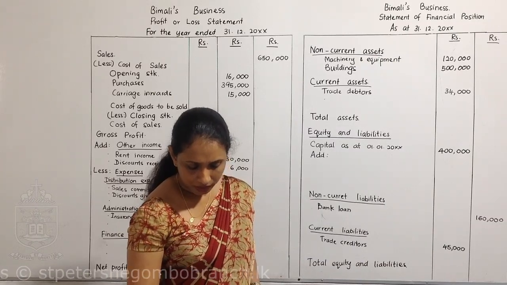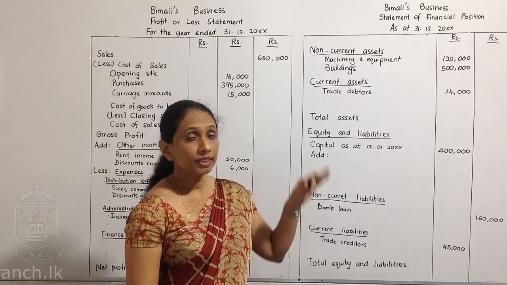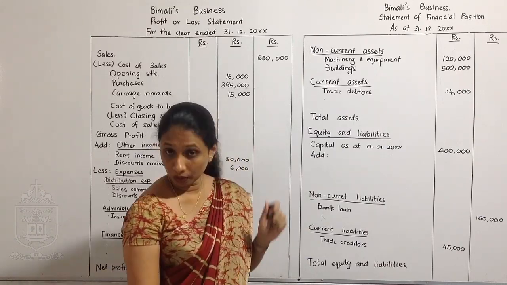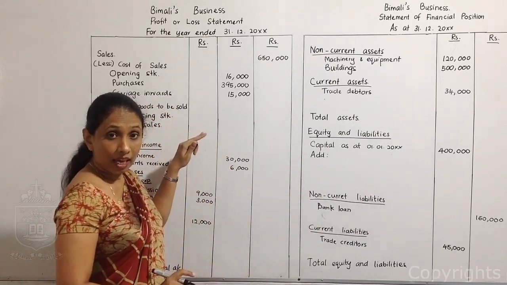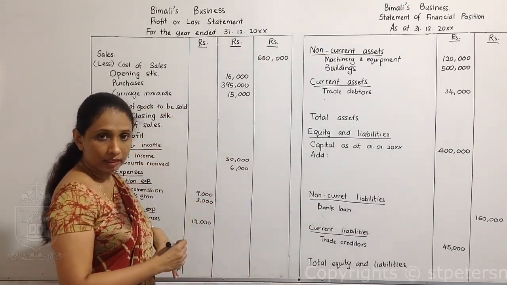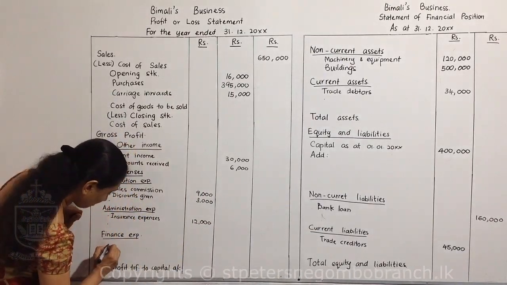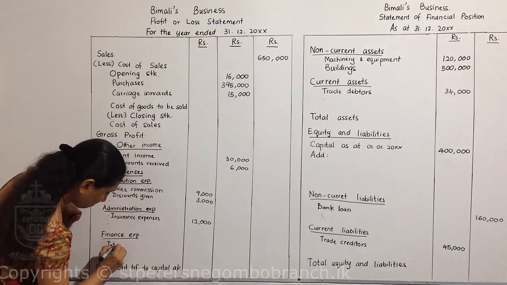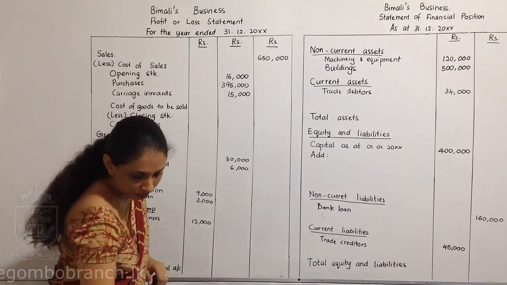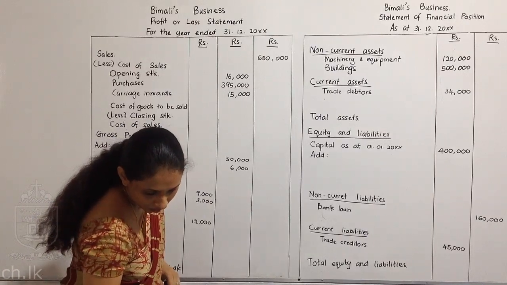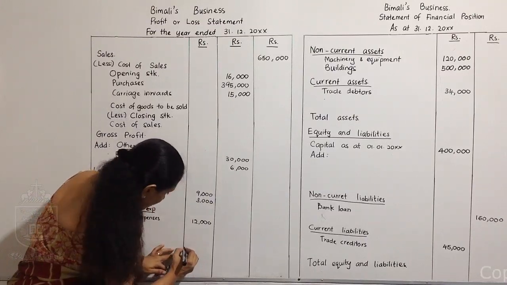Then we have interest expenses, which is a finance expense, which will go to the profit or loss statement. So under expenses, we have a category called finance expenses, and under that we will mention the interest expenses. It is 16,000, so I'll take it to the first column.